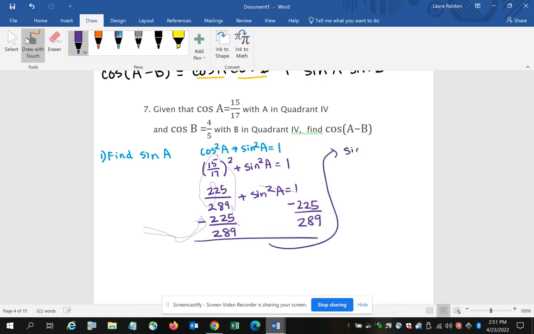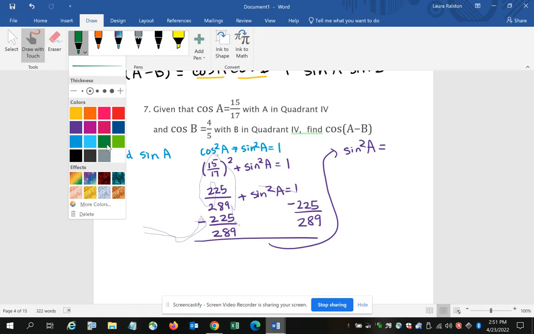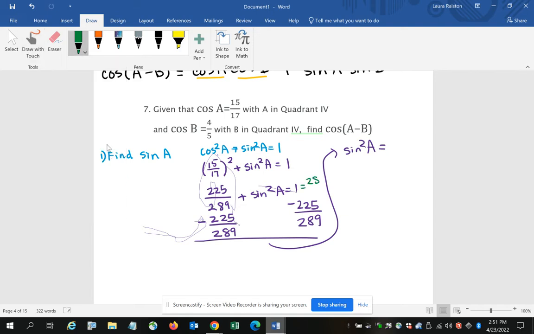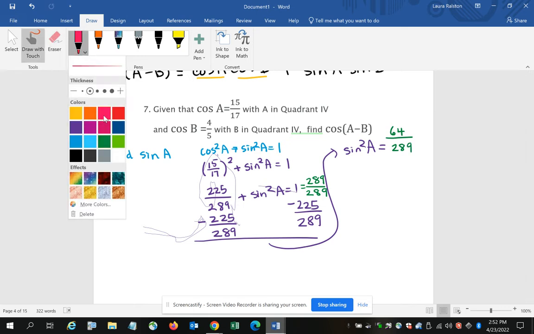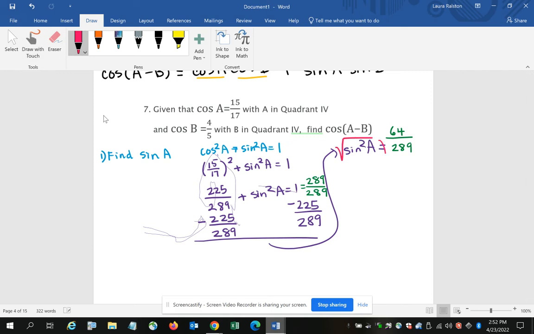So we have sine squared A equals, again, finding that common denominator, 1 whole would be 289 over 289. 289 minus 225 is 64. So we get 64 over 289. And then you need to take the square root of both sides. Remember, it could be positive or negative. So the sine of A equals, square root of 64 is 8, square root of 289 is 17.